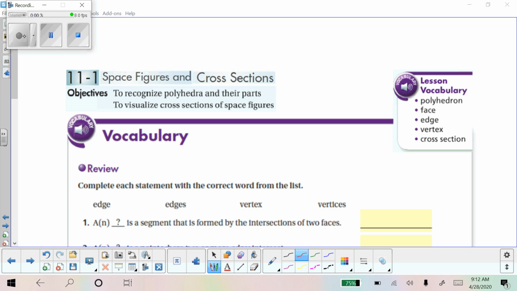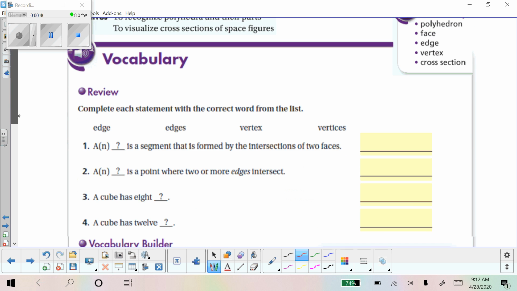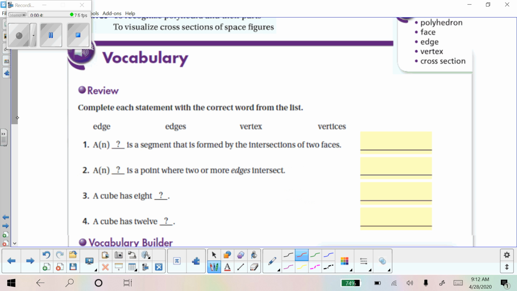Some quick vocabulary details to take care of. We're going to be talking about different parts of polyhedra. So go ahead and do this vocab review. And you can see if you got the right answers here.